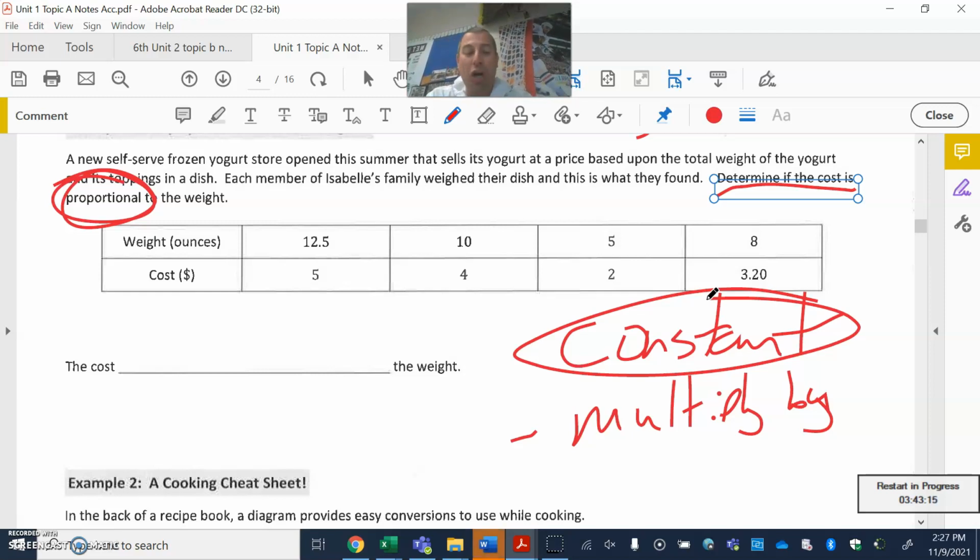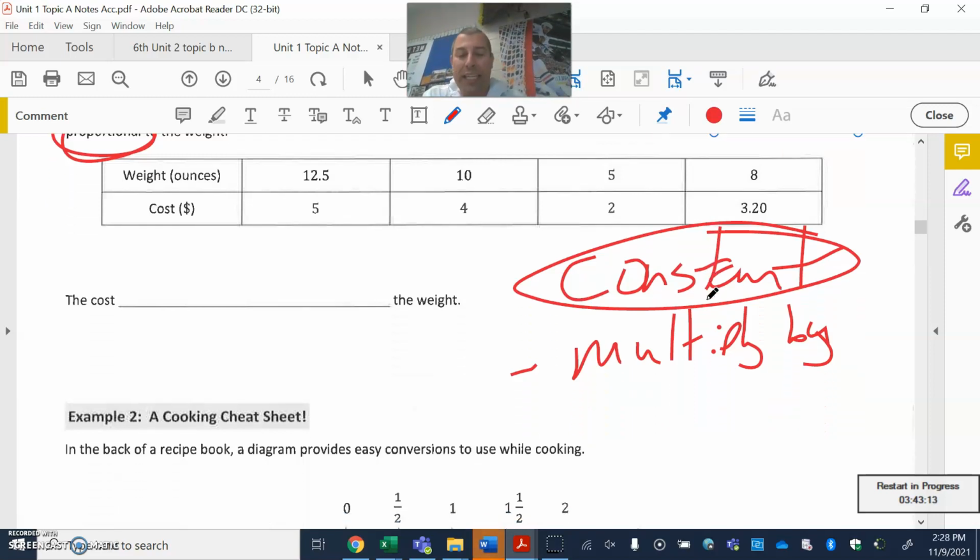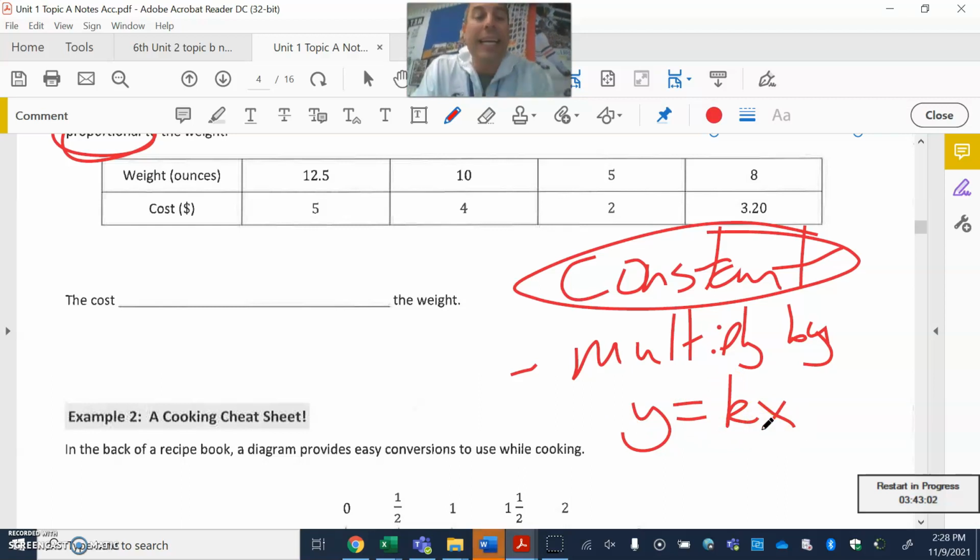All right. So what we end up doing here is we use this equation of y equals kx. Y is going to be an unknown, something that we're talking about. I'm sorry, x is, rewind. The x is another thing we're going to be talking about. The k is our constant.